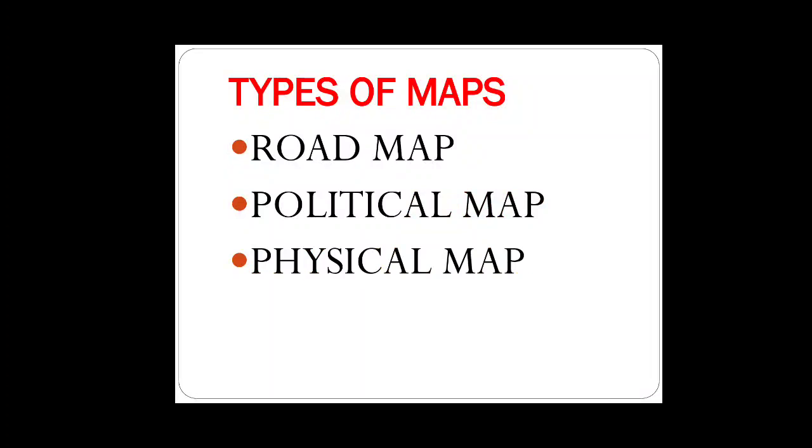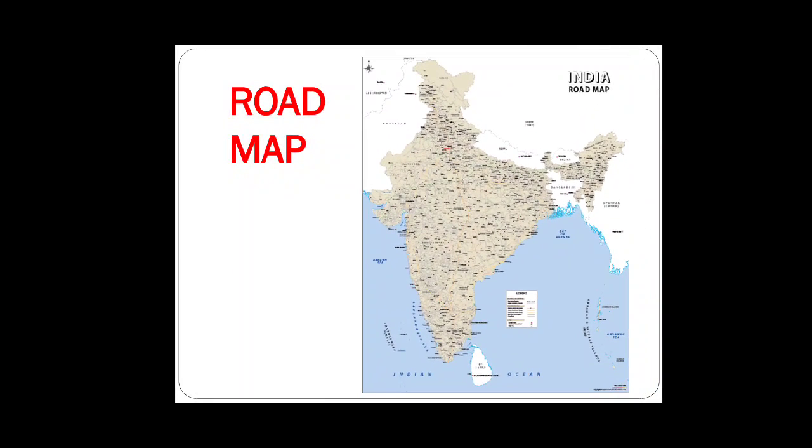The next topic is types of maps. Road map, political map, physical map, and thematic map are the types of map. Then coming to road map, it shows national and state highways. It also depicts how major roads connect with various cities and towns. These maps are mainly used for directions on the road while traveling. Okay, we are using Google Maps also nowadays, children, while traveling.